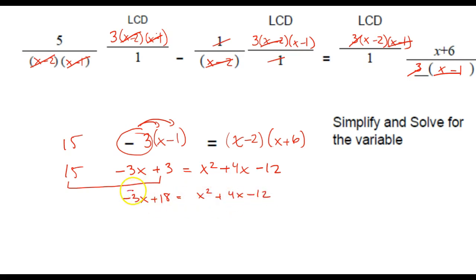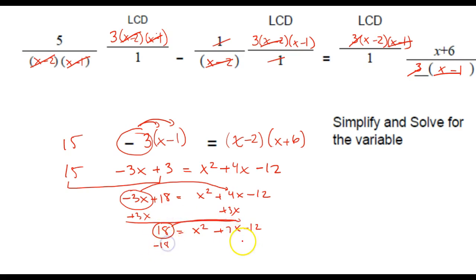Alright, let's go ahead and move some of these terms over. The opposite of a negative 3x is a positive 3x. So that's 18 equals x squared plus 7x minus 12. Let's move that positive 18 by doing the opposite, which is a negative 18. Okay, so finally 0 equals x squared plus 7x minus 30.